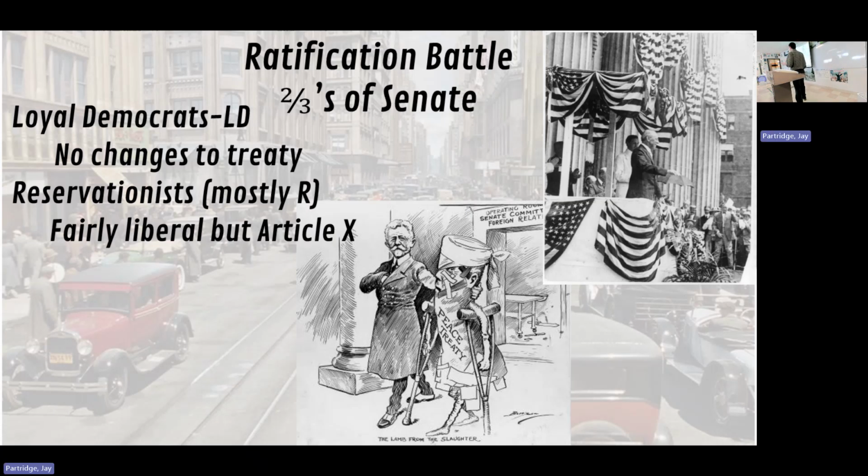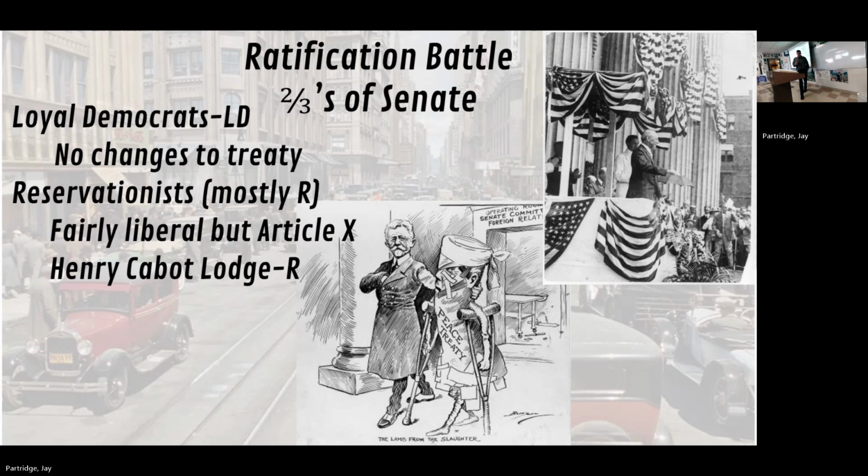But they want changes. The leader of the reservationists was the guy that Wilson did not invite. Remember, he invited no Republicans, Henry Cabot Lodge. So here is Lodge trying to get the treaty that is all battered and beaten going through a committee with changes. They want to weaken Article 10, so it strengthens constitutional guarantees. They want language in there that says the United States won't be forced into war.